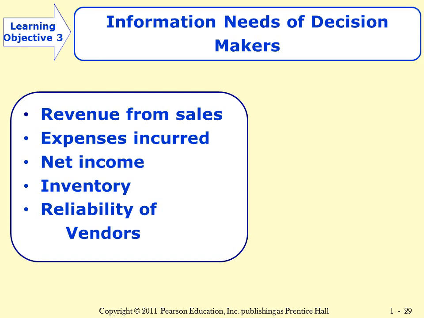Revenues from sales, expenses incurred, net income, which is the difference between the income and the expenses, the inventory, and reliability of vendors are things you want to know to run the business, either as yourself, the sole proprietorship, or the partner, or as the manager of a corporation. You need to know how much money you're making, where you're spending it, what's left, how much inventory you have on hand, and when we order from vendors, are we receiving what we ordered? Is it timely? Is the quality acceptable?